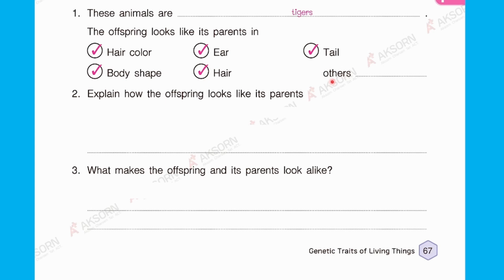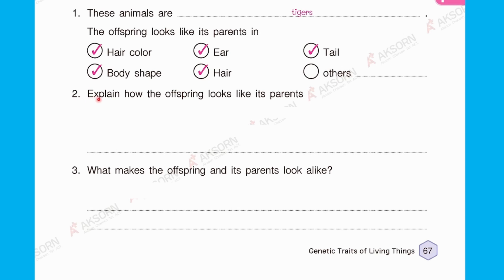Others. Okay, so for others, you can write a different thing here. So if you think they have the same claw or the same skin or the same eyes, you can write that in here and put a tick in here.